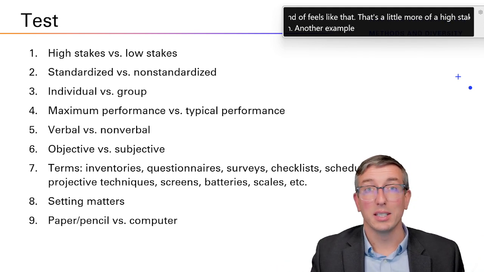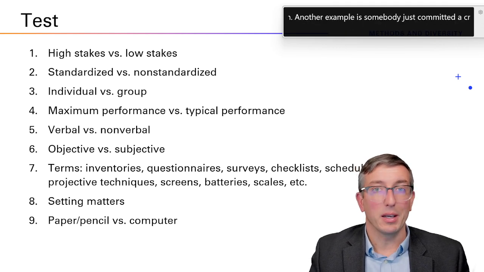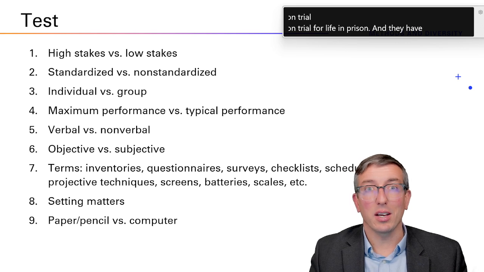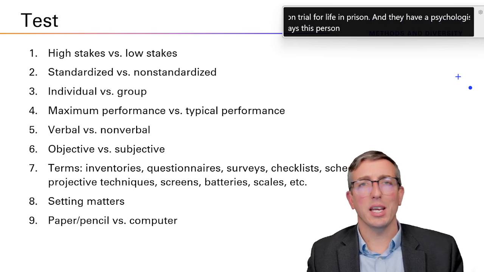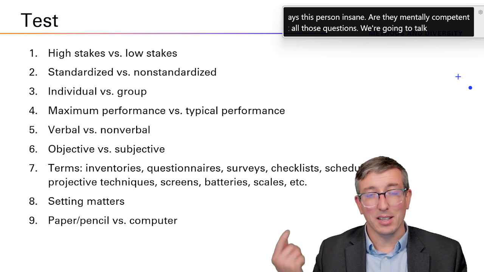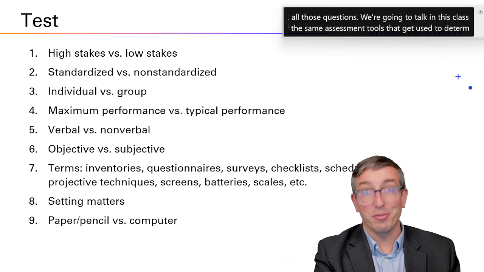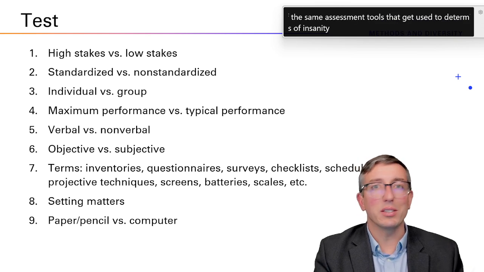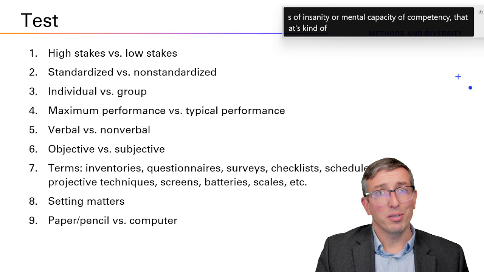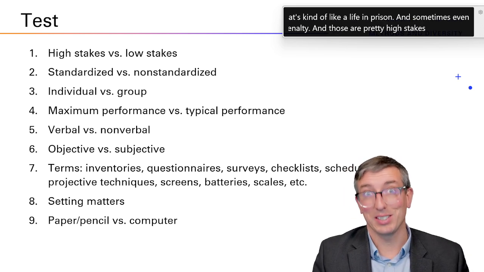Another example is somebody who just committed a crime and they're on trial for life in prison, and they have a psychologist come in and say, is this person insane? Are they mentally competent? And they ask all those questions. We're going to talk in this class about some of the same assessment tools that get used to determine defenses of insanity or mental capacity or competency, that kind of stuff. That's kind of like life in prison and sometimes even the death penalty. And those are pretty high stakes situations, right?